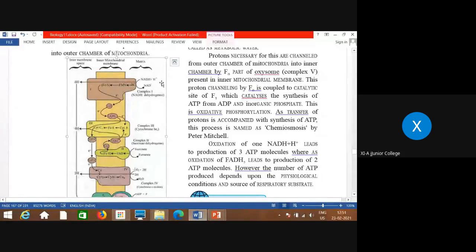So from one molecule of NADH2, how many ATP are generated? 3 ATP are generated. The first is during the conversion of NADH2 to NAD and then to FMN. Second is BC1 to C, the transfer of electrons from the BC1 complex to C, where the second ATP is generated. And the third one is generated at the end, that is terminal oxidation, when oxygen accepts the electrons.